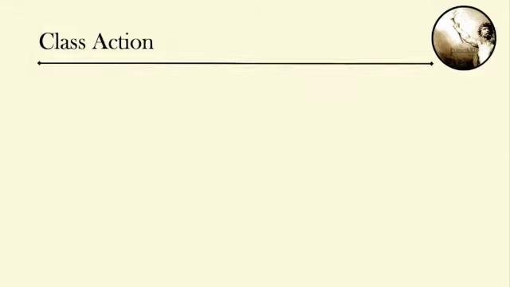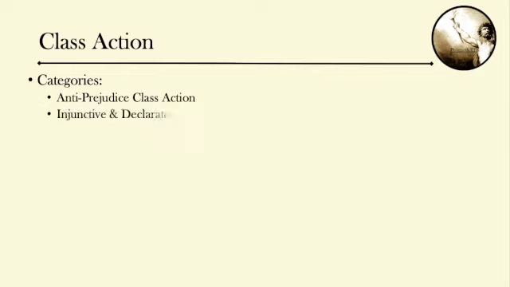So now let's discuss the categories of class actions. The class actions need to fall under one of the following three categories. Number one, anti-prejudice class action, which is a class action designed to avoid prejudice to the class members or to the party opposing the class. There are some situations where this might happen, for example, inconsistent adjudications. So there is a risk of inconsistent adjudications.